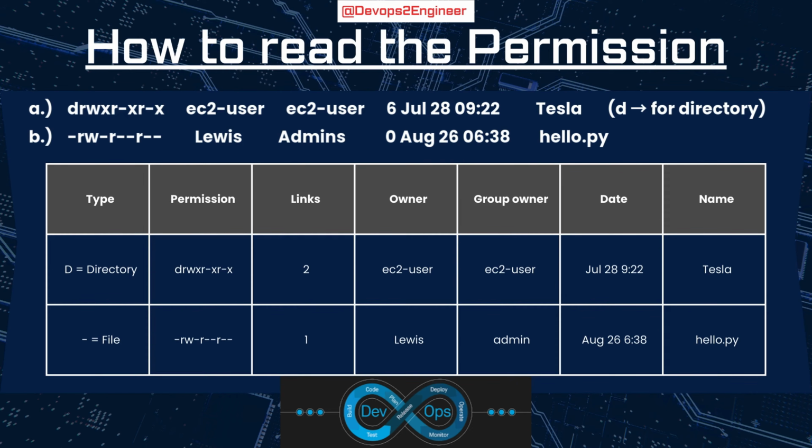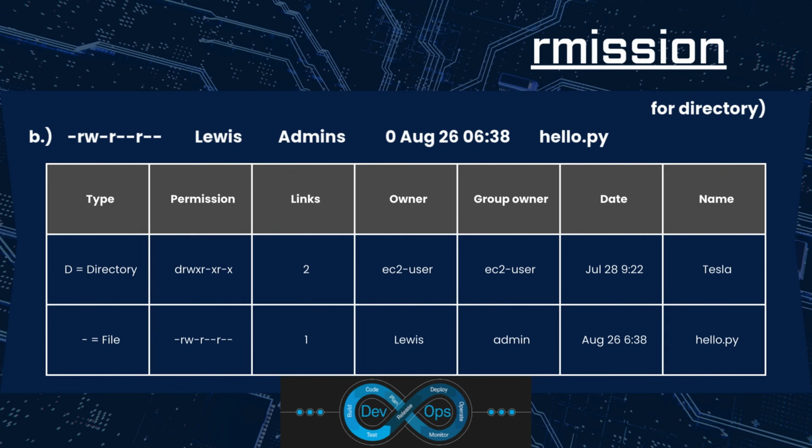You can see how many links each file has, the owners, the group owners, the date when it was created, as well as the name of the file or directory.